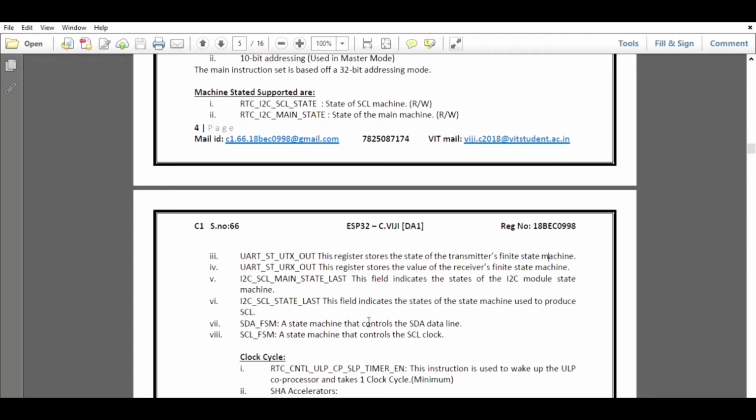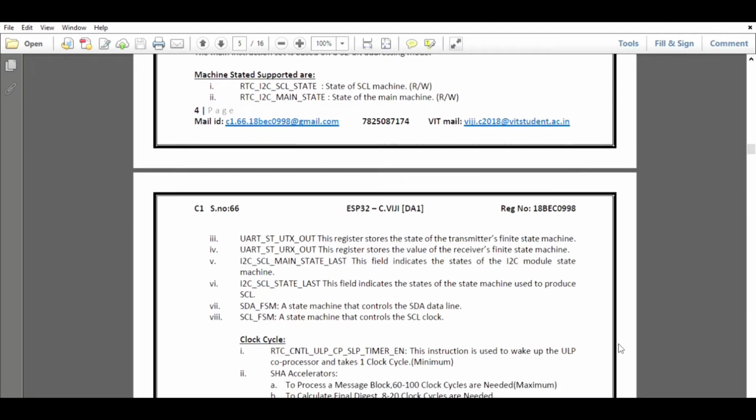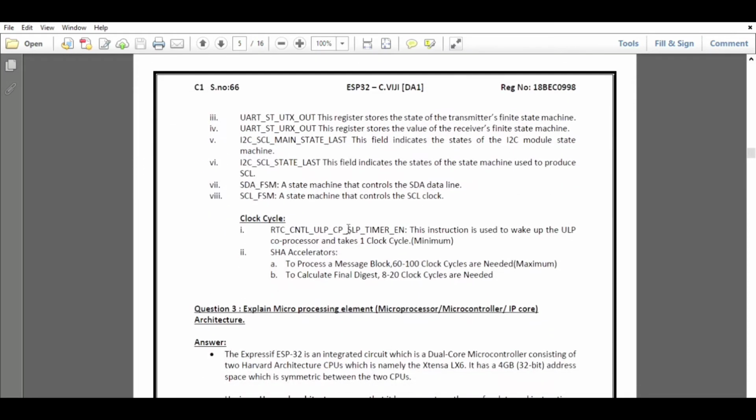This machine controls the SDA data line, and this controls the SCL clock, and this is the clock cycle. RTC control ULP coprocessor SLP timer enables. This instruction is used in the coprocessor to wake up the ULP and takes 1 clock cycle minimum.